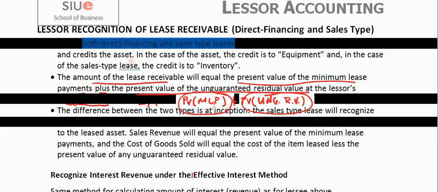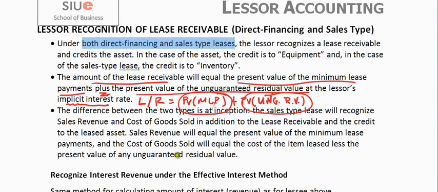Remember that the minimum lease payments includes guaranteed residual value. So the lease receivable, I need a different colored pen. Let's get a little exciting here. So LR always includes the present value of the residual value, guaranteed or not. Now, you have to think this is the lessor's residual value.